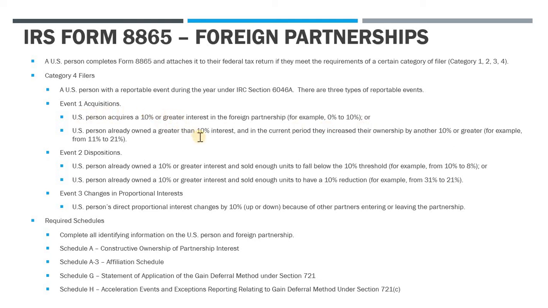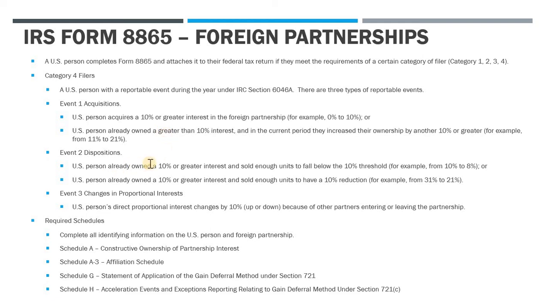Or for an acquisition, if you acquire more. So if you already own greater than 10%, and then during this period you increase your ownership by another 10 or greater, then that's a reportable event for you. So now you have to file again. So for example, let's say 2 years ago, I acquired 11% interest in the foreign partnership. So I did the filing 2 years ago. And then in the current period, I added on another 10. So I went from 11 to 21% interest. That event in this current period is a reportable event. So that's an acquisition reportable event.